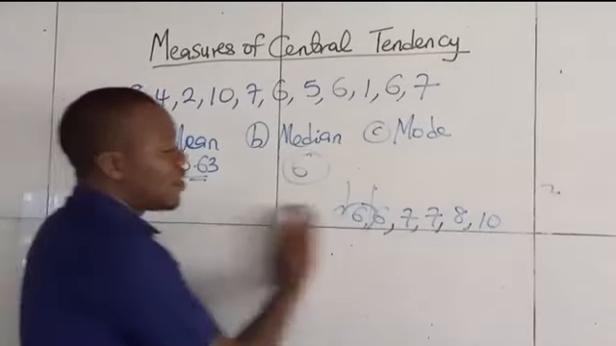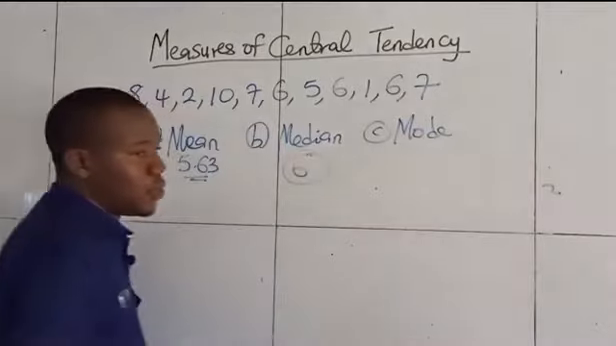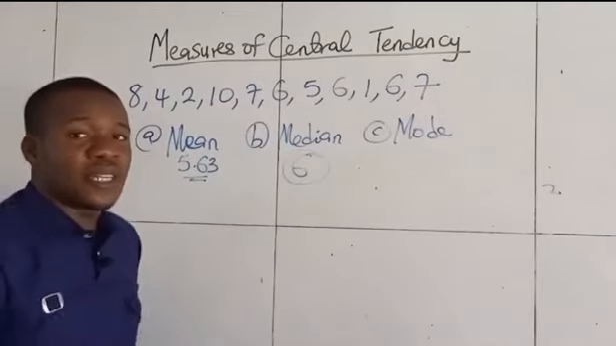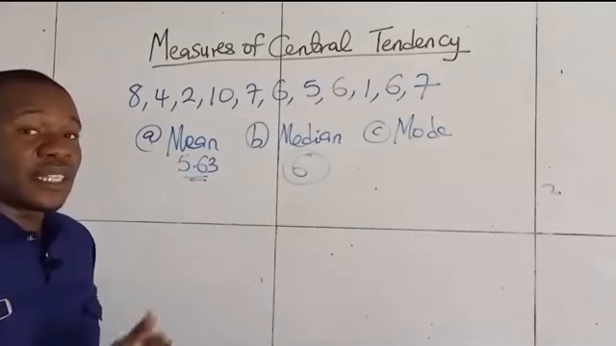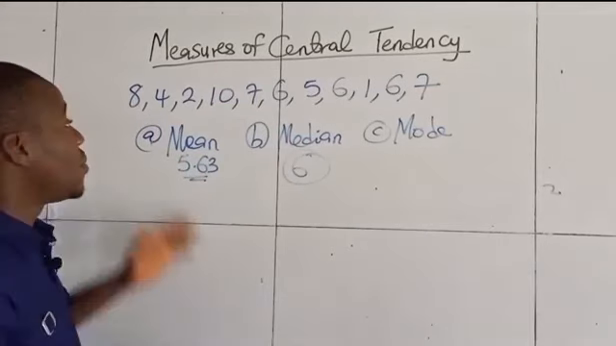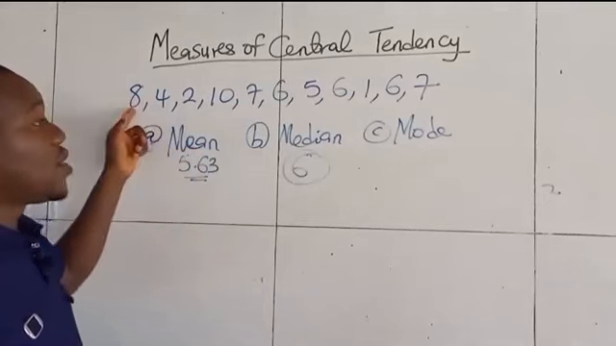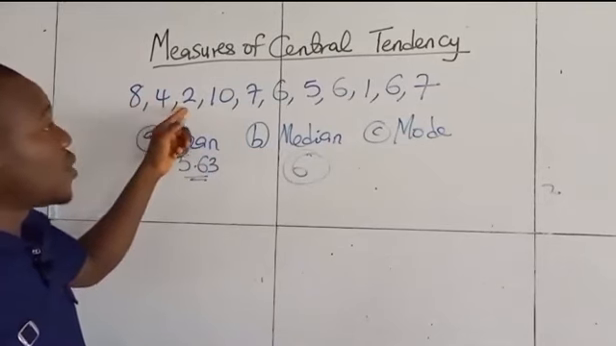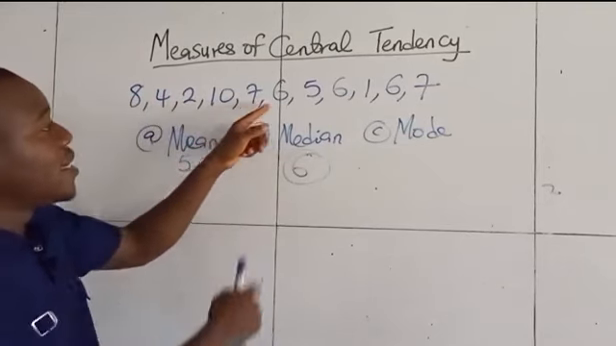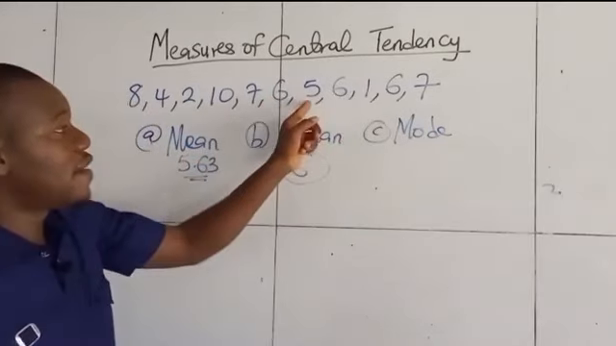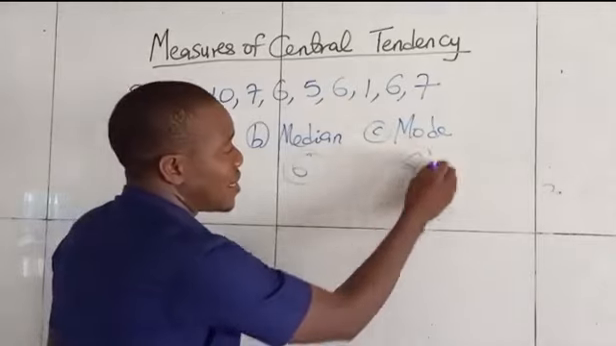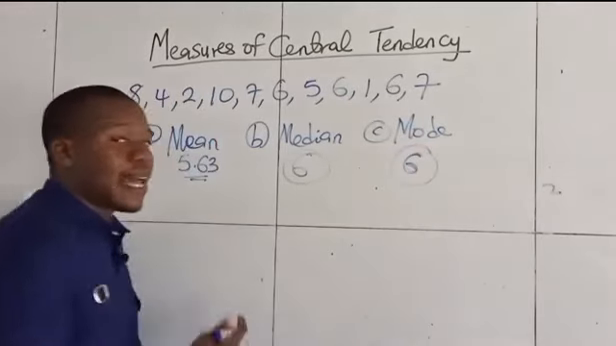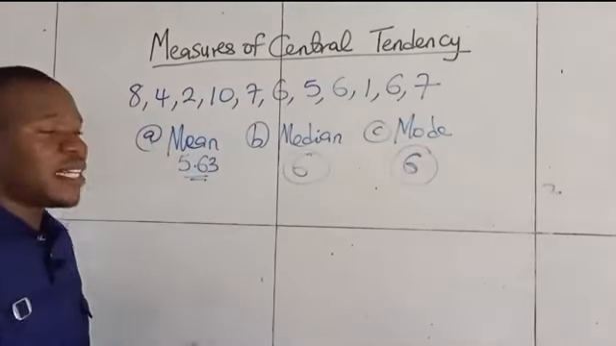Finally, the last measure of central tendency is the mode. By definition, mode is the one that has the highest frequency. What that means is that mode is the one that occurs the most. So you look at the scores, you can see 8 is just once, 4 is once, 2 is once, 10 is once, 7 is twice, 6 is 3 times, 5 is once, 1 is once. That means mode is 6 because 6 has the highest occurrence. 6 appeared the most, more than any other scores.